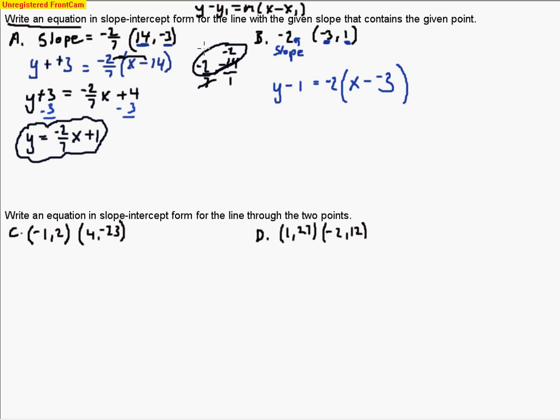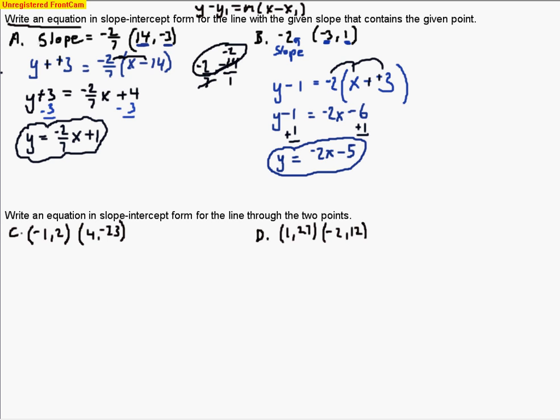From that point, all we're going to do is change any minus negatives to plus positives, distribute, and see what's left over. So we still have y minus 1, and it equals negative 2x minus 6. Careful with the sign there. Negative times a positive makes a negative. So we just need to move that 1 over. We're going to do that by adding it to both sides. Then we're left with y equals negative 2x minus 5. We had to subtract because they were opposite in sign.